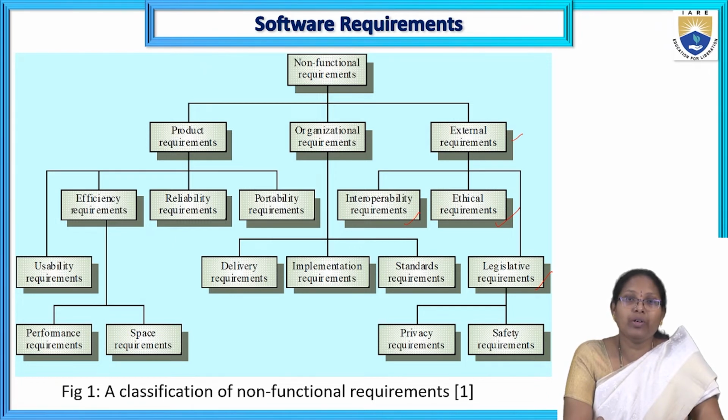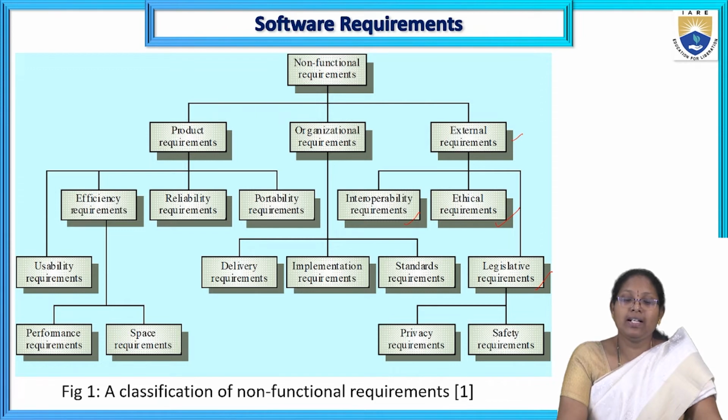Once the product is completed, what kind of requirements are also needed at the time of usage externally? Those are ethical requirements: how we can use the product as software in an ethical manner, as well as interoperability: how we can operate this product. Then legislative requirements, which are privacy requirements as well as safety requirements. What are the safety and security requirements in the usage of software?